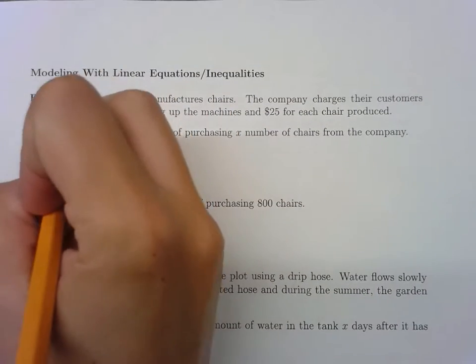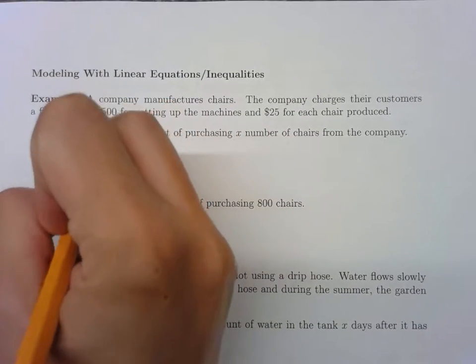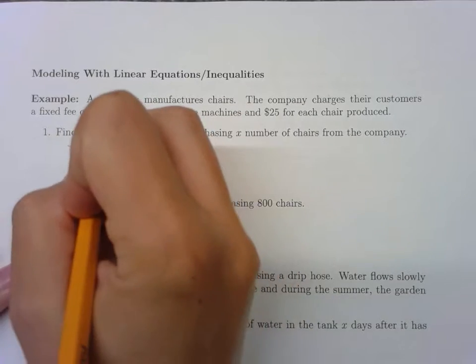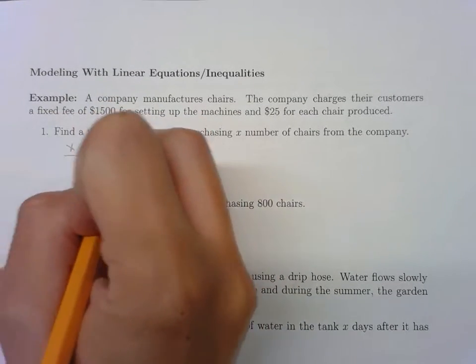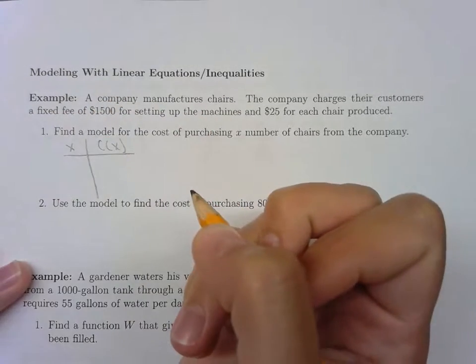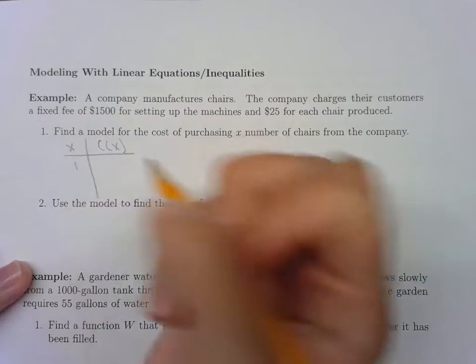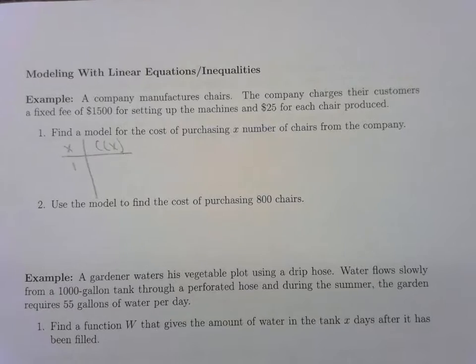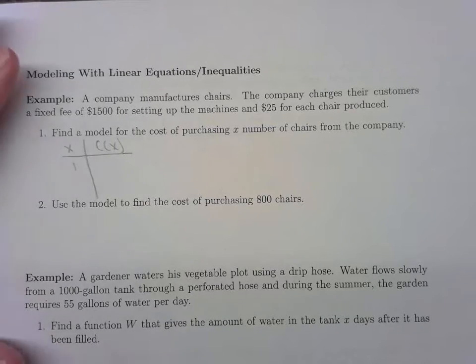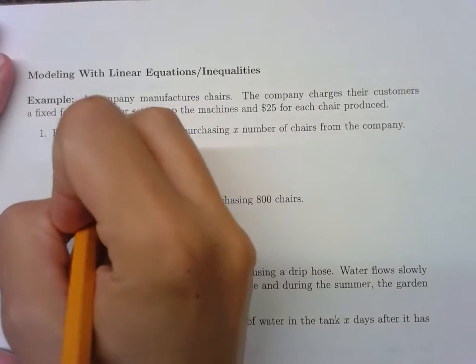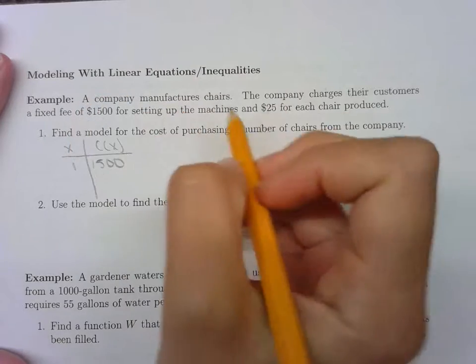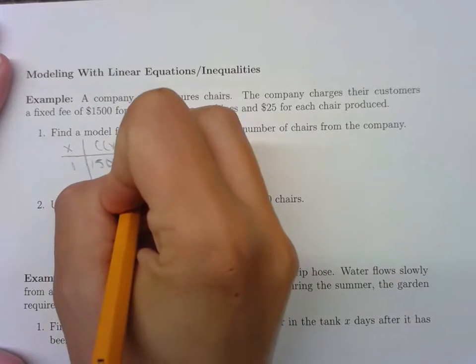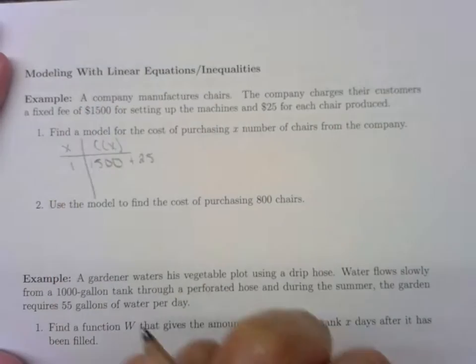And let's just start with the table here. So let's say that we input a number of chairs and then our output is going to be the cost. Okay, let's just start simple. If we were to buy one chair, which is probably not going to happen, but just keeping it simple. It says the company charges $1,500 and then $25 for each chair produced, so it would be plus $25.